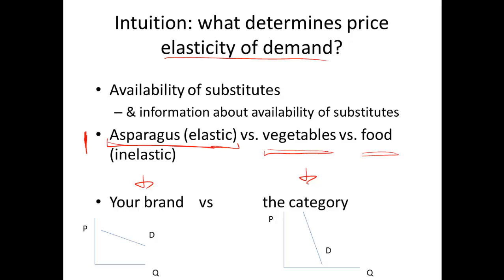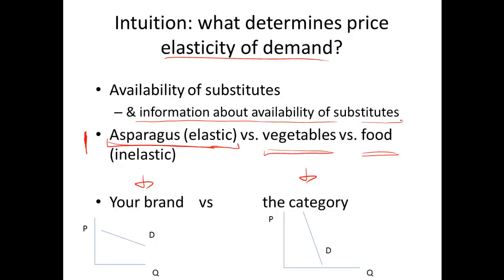Because again, one of many brands is just one thing with lots of substitutes, whereas a category may have fewer substitutes. One final point I want to make is that in addition to the availability of substitutes, there's also the question about whether consumers are informed about the availability of substitutes.